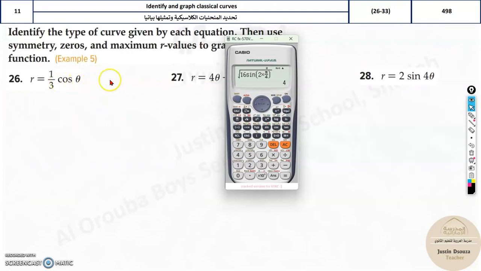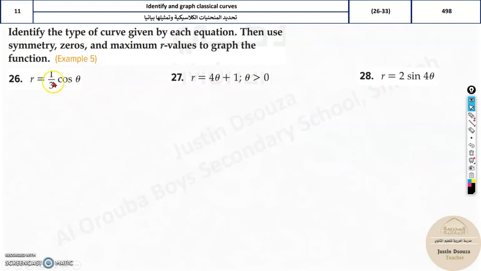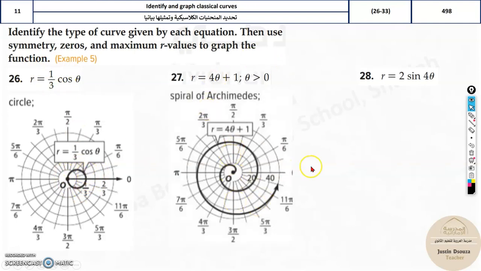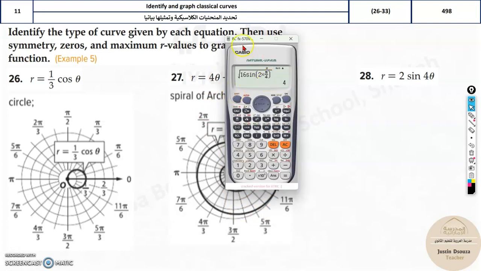So now over here, similarly, you don't need to do that. You can just realize over here, this is cos theta, a circle at the right side because it's positive. The radius is 1 by 3 total. That's it. Here, this is the spiral of Archimedes. Now over here, again, you can do the same thing.